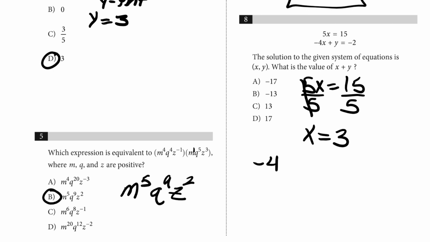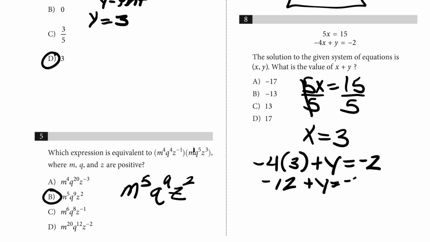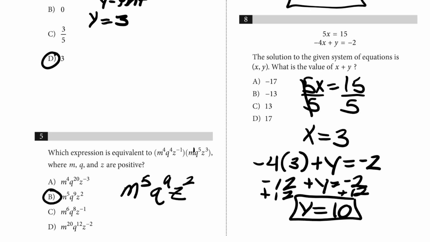That's going to be negative 4 times 3 plus y equals negative 2. Negative 4 times 3 is negative 12, plus y equals negative 2, and then we're going to add 12 to both sides to get y equals 10. So we have x equals 3, y equals 10, and if we were to add these two solutions together, 3 plus 10 is 13.